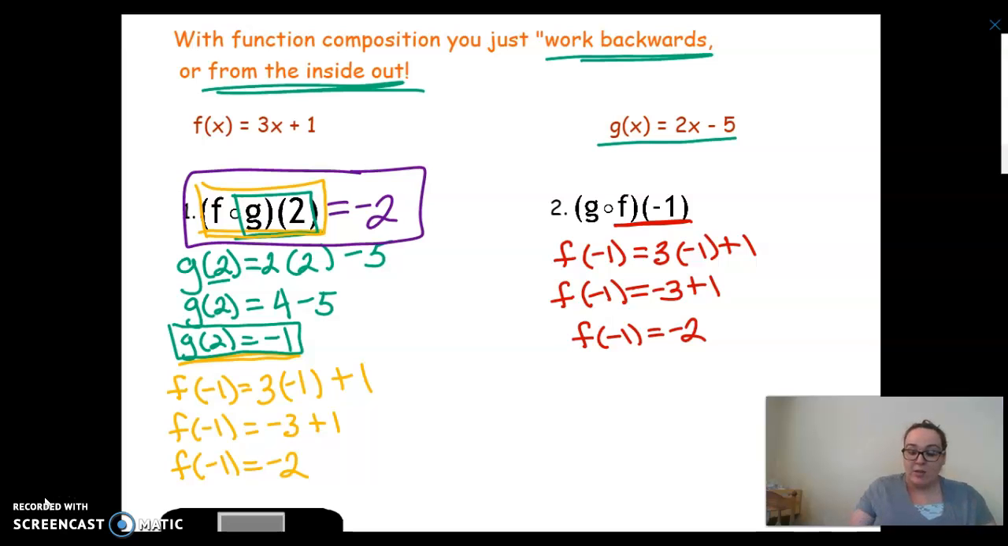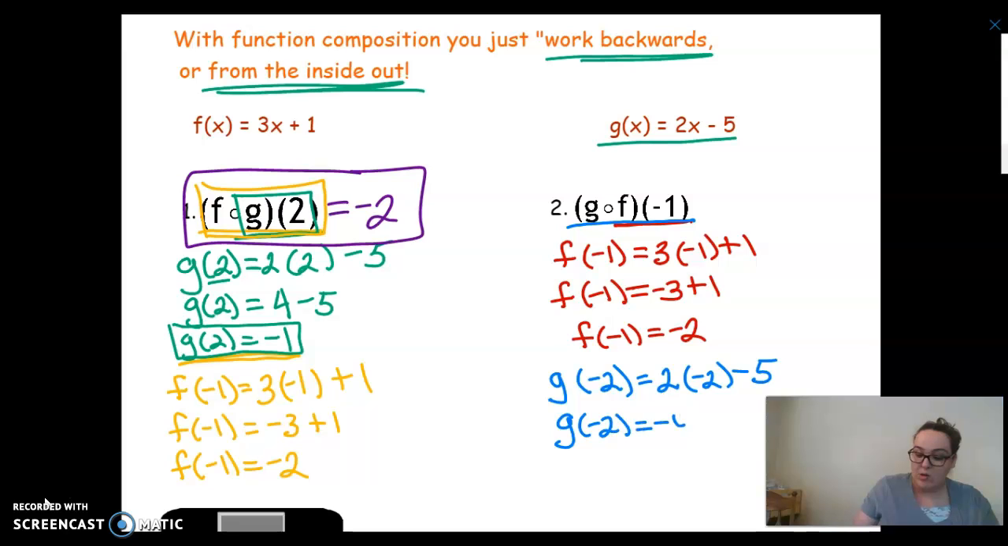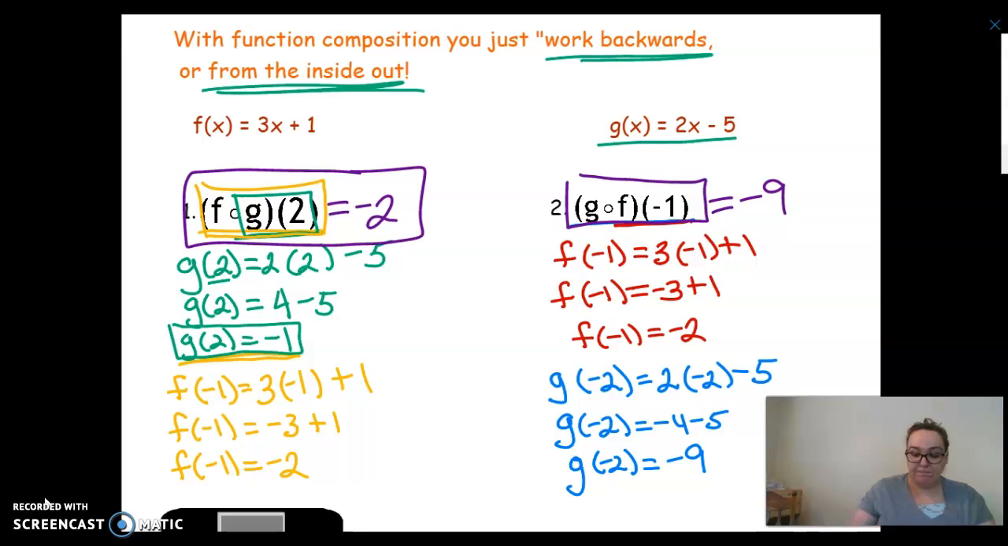Now this says I need to do g of whatever I just got for f of negative 1. So g of, and what I just got was negative 2. 2 times x minus 5. So 2 times negative 2. Right now I'm just simplifying, doing some simple math, and I get g of negative 2 equals negative 9. So what does that mean? It means that this whole thing, g of f of negative 1, equals negative 9.